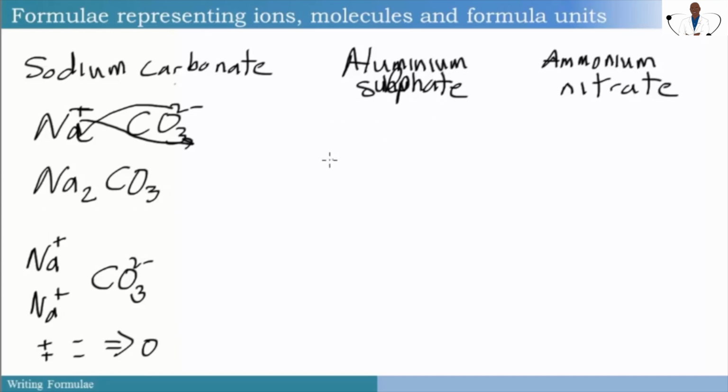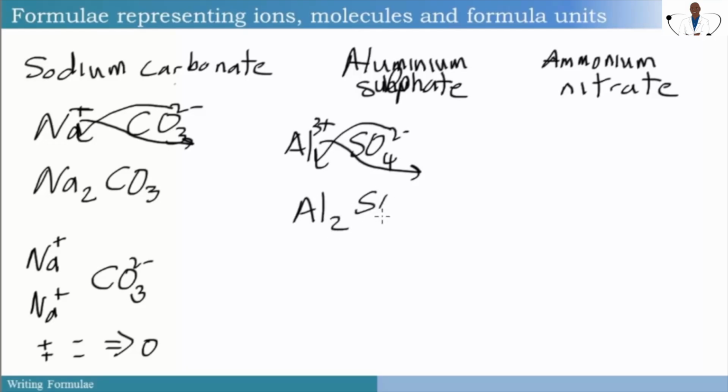Let's try aluminum sulfate. That is Al, aluminum, which is in group 3, and sulfate, which is polyatomic SO4 2-. So we'll bring the 2 there, we'll bring the 3 there, so we'll write Al2SO4. Now this number is greater than 1, so I must bracket my sulfate and put 3 outside. Now this is the simplest whole number ratio for this particular compound. This cannot be simplified any further.